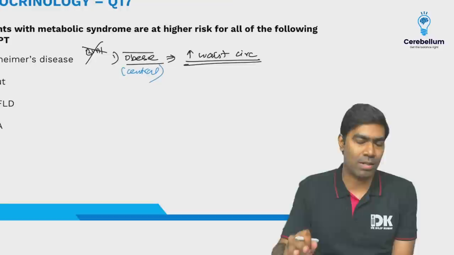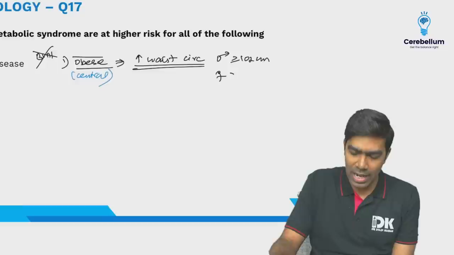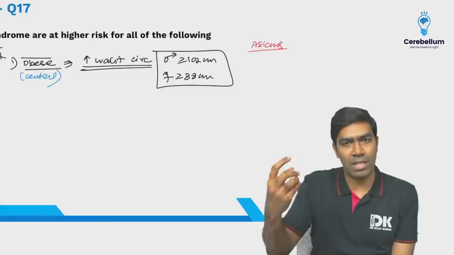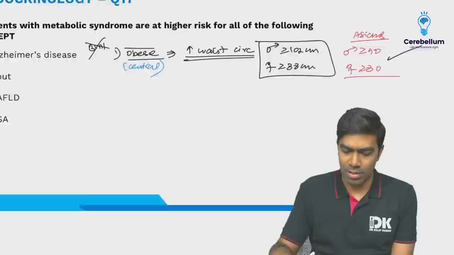So what is the definition of increased waist circumference? Western standards, pretty simple and straightforward: males more than 102 centimeters and females more than 88 centimeters. But remember, this is not applicable for Asians. Asians are inherently small, so you cannot use this cutoff. That's why for Asians, the Japanese Federation has given a separate cutoff. For males, it is 90. For females, it is 80. This is also given in Harrison. So 102 and 88, but for Asians you have to use 90 and 80 centimeters. Number one, central obesity.